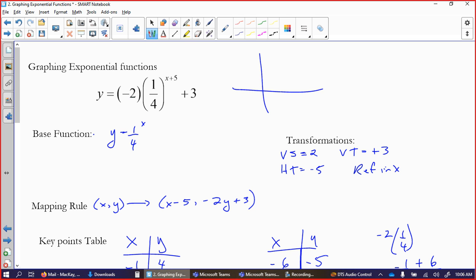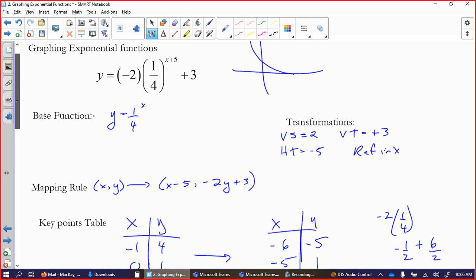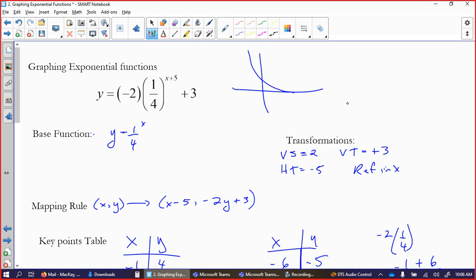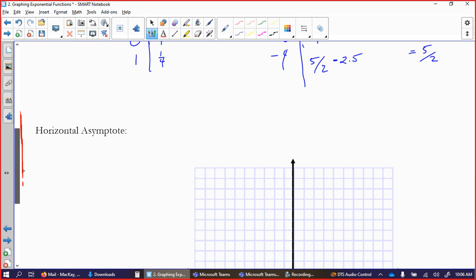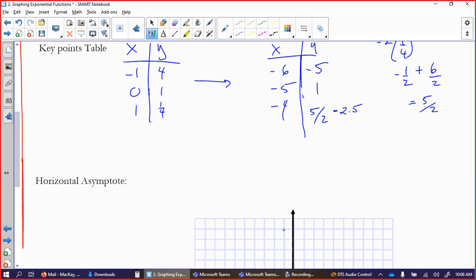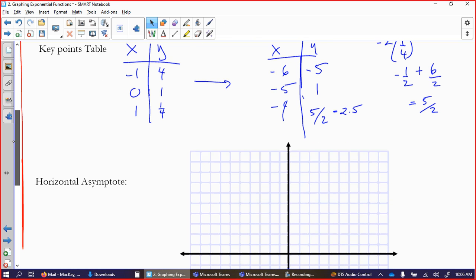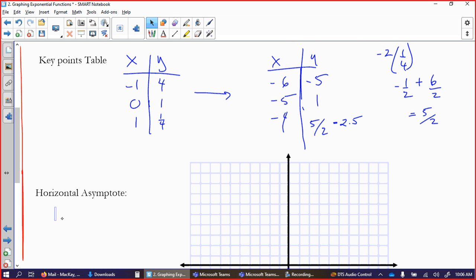(1/4)^x would be some sort of exponential decay, because we're reflecting it in the x. We're starting down and we're going this way. So let's see if I can pull this up enough. This one we have a horizontal asymptote at y equals 3.